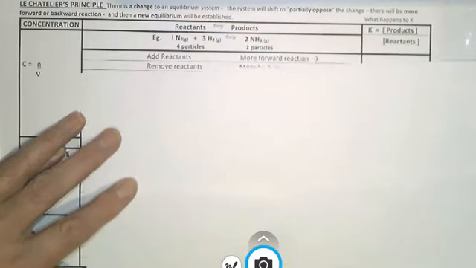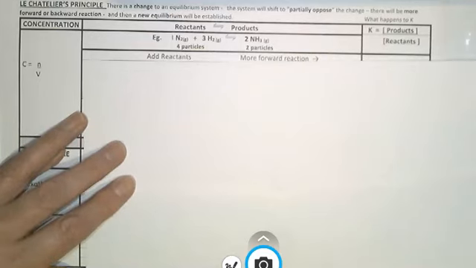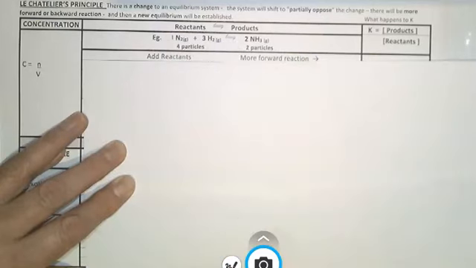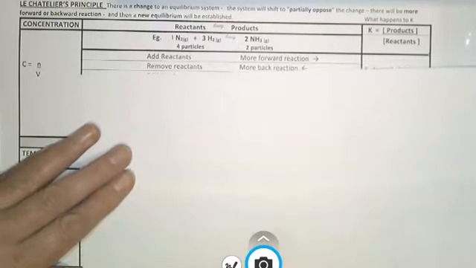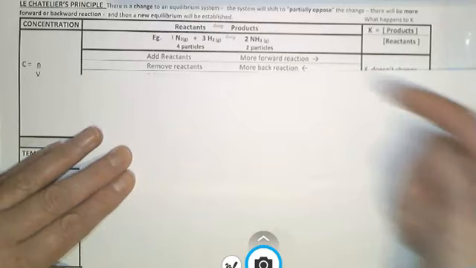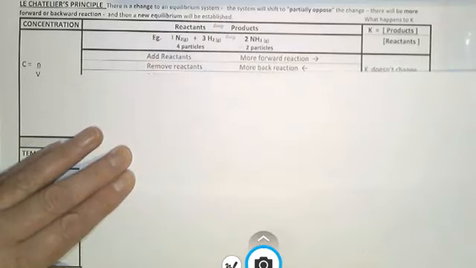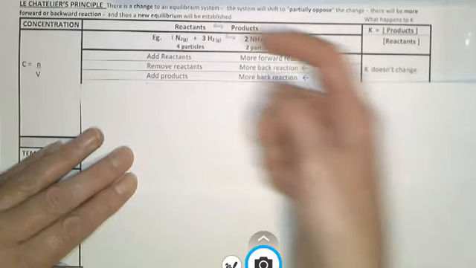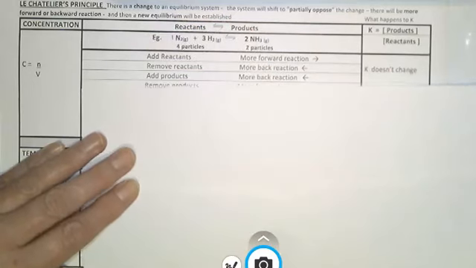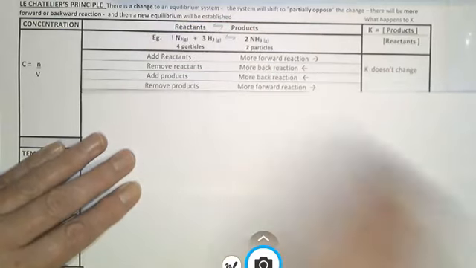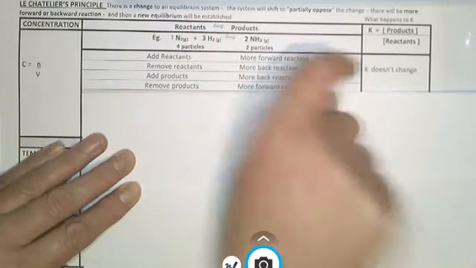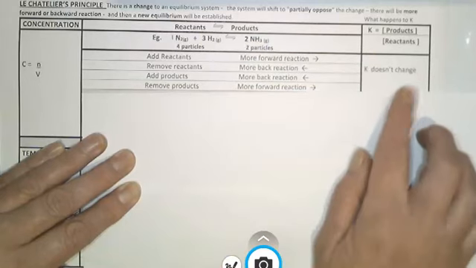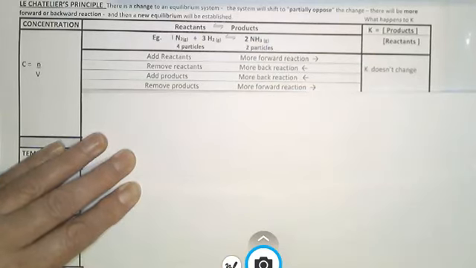So if we add some reactants, then the system will try and remove the reactants and you'll get more forward reaction. If we remove reactants, then the system will try and replace those reactants, so you'll get more back reaction. If you add products, then the system will try and remove those products, so you'll get more back reaction. And if you remove products, then the system will try and replace those products, so you'll get more forward reaction. For all of these changes, K doesn't change. K only changes with temperature.